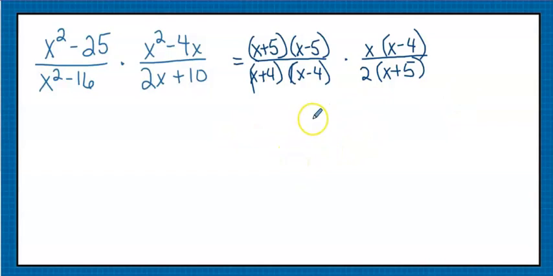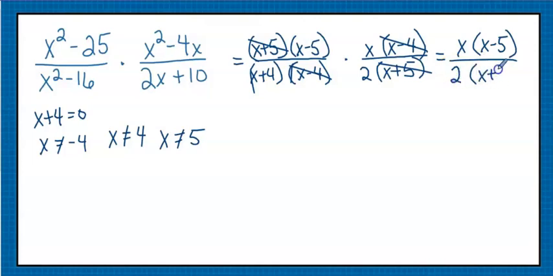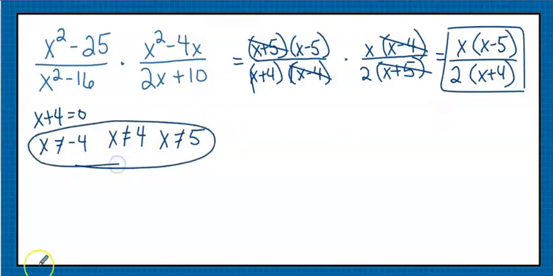Okay, so let's start looking at our domain restriction. X plus 4 cannot equal 0, so x cannot equal negative 4. X cannot equal 4. And x cannot equal negative 5. Okay, so let's cancel some stuff out. This is the fun part to me. X minus 4 can cancel. X plus 5 can cancel. And I think that's it. I've got an x. Yep. So everything in the numerator multiplies, and then the denominator is 2 times x plus 4. So this is our answer as long as these things do not occur.